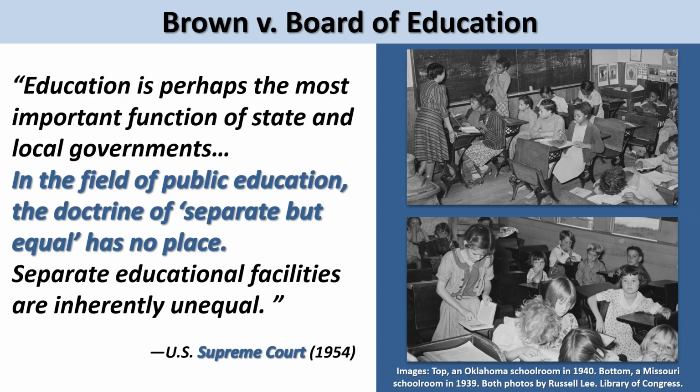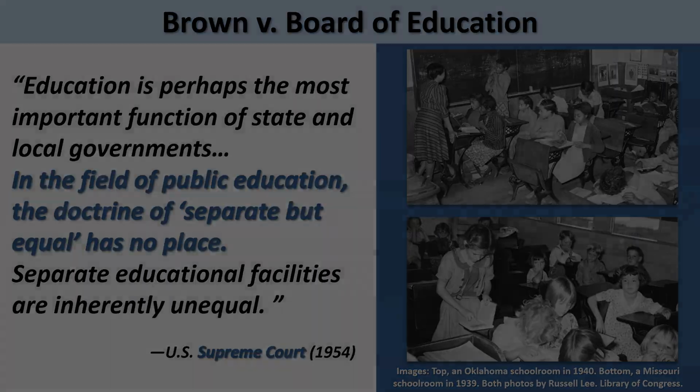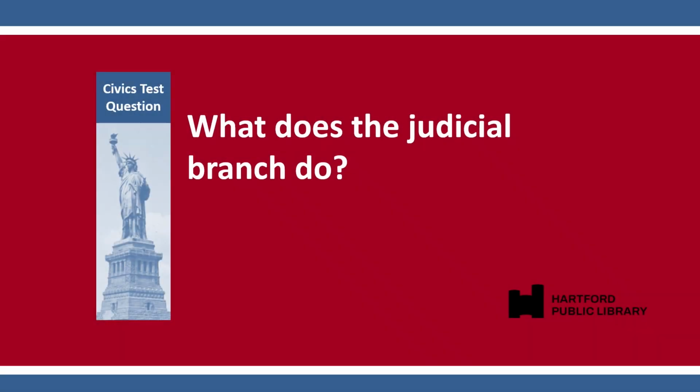Since schools would never really be equal as long as they were required to be separate, following the Supreme Court's decision, segregation in public schools was no longer allowed in the USA. Civics test question. What does the judicial branch do?